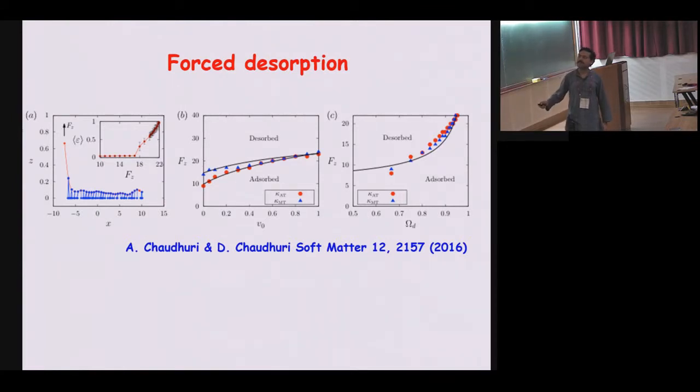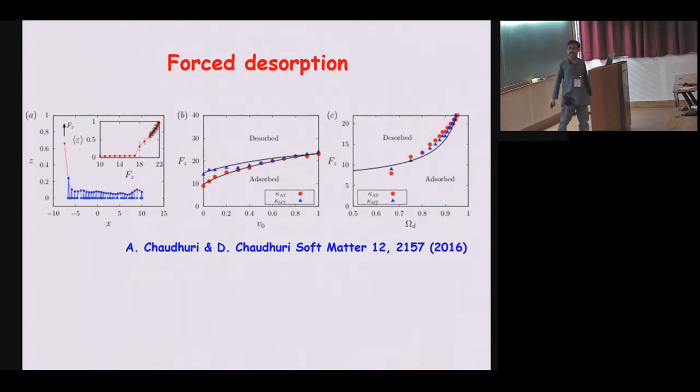Now the question is, this is of course an active system, and in such a scenario, what happens to this adsorption-desorption transition? In fact, we showed that the adsorption-desorption transition is significantly affected by the active velocity of the motor proteins, as well as the attachment-detachment kinetics, which is signified by this dimensionless ratio.